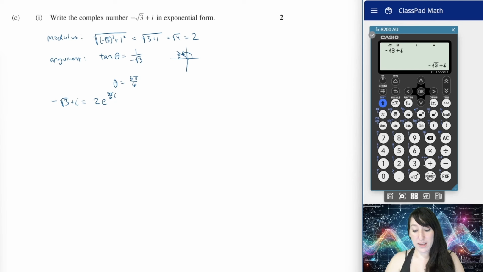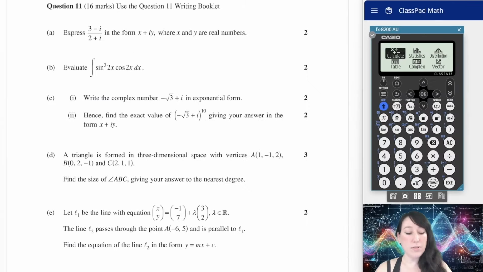Now, if you click on Format, which is next to the equals button, you can convert this into different forms. So if I go to polar coordinates, hit OK, I now see 2 with the angle symbol 5/6 pi. So that means that the modulus is 2, and the argument is 5 pi/6, which matches what we got in this question.